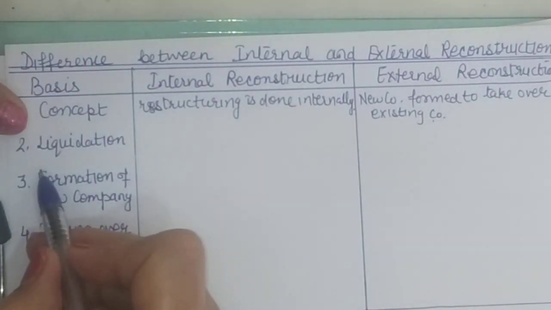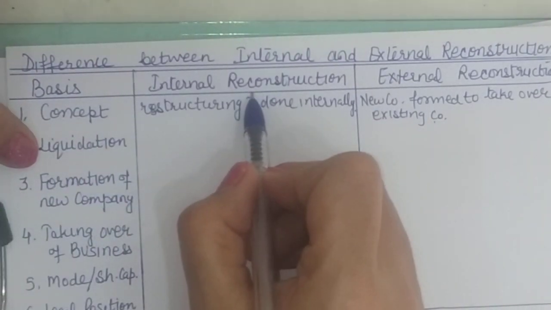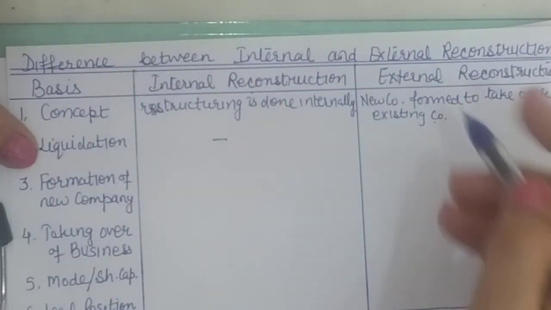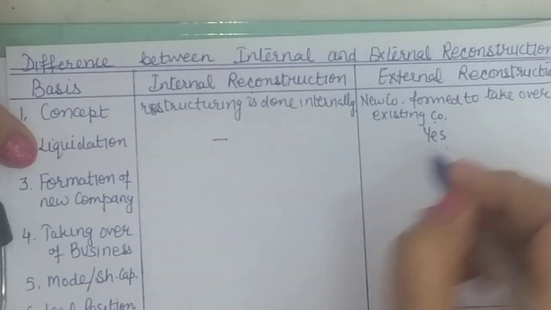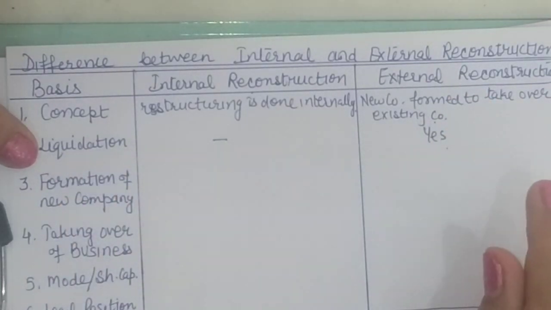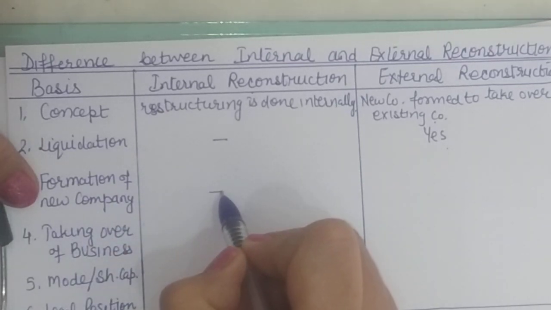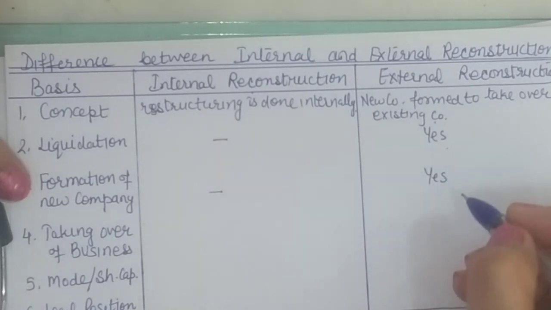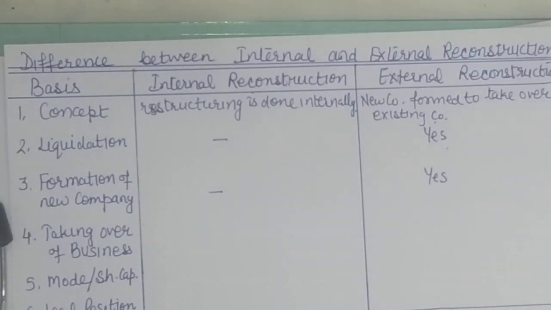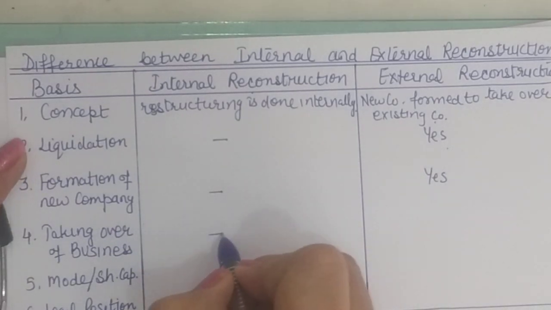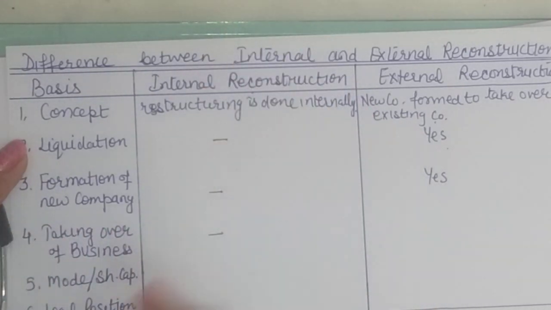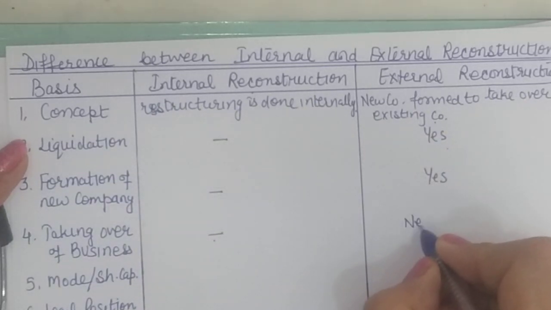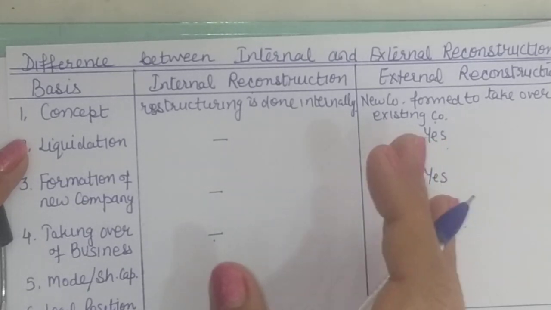So, the second point of distinction is liquidation. Does it involve liquidation? Nothing. Internal reconstruction is done internally, no liquidation. But yes, in external reconstruction, the existing company goes into liquidation. There is no formation of a new company in internal reconstruction. However, in external reconstruction, yes, a new company is formed with the objective of buying the existing company. So the same business is being continued by the same existing company in internal reconstruction, whereas in external reconstruction, the new company takes over the business of the old company.